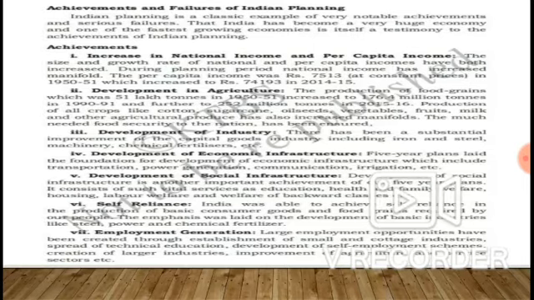Yes, this is the first achievement. The size and growth rate of national and per capita incomes have both increased. During the planning period, national income has increased manifold. The per capita income was rupees 7,513 in 1950 to 51, but it has now increased to 74,193 rupees in 2014 to 15. So we can see this much increase in national income along with per capita income.